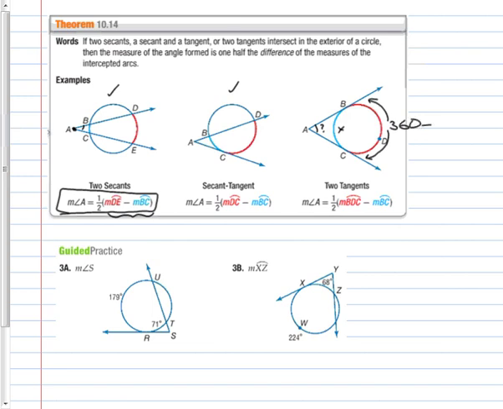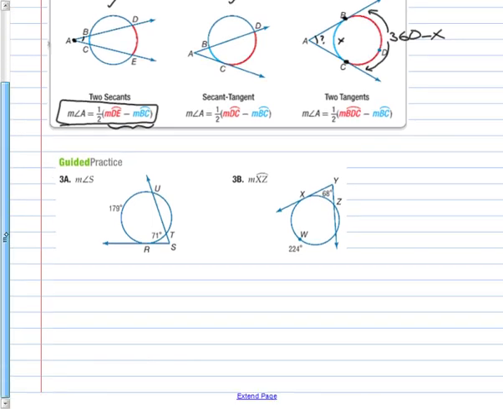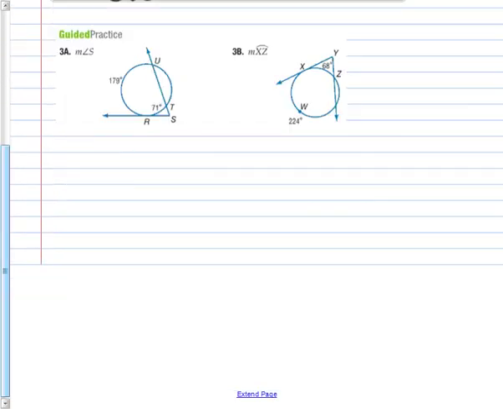Because together, if you notice when I have two tangents, the intercepted arcs form a complete circle. So if one is x, the other is 360 minus x. Doesn't matter which one you really call x. All right, you might want to tuck that in the back of your mind. It might show up again at some point.